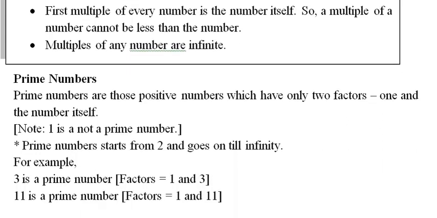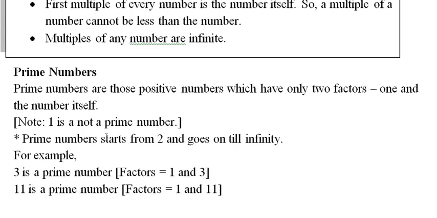Now next come prime numbers. What are prime numbers? Prime numbers are those positive integers which have only two factors, that is 1 and the number itself. Remember that 1 is not a prime number. Prime numbers start from 2 and go on till infinity.